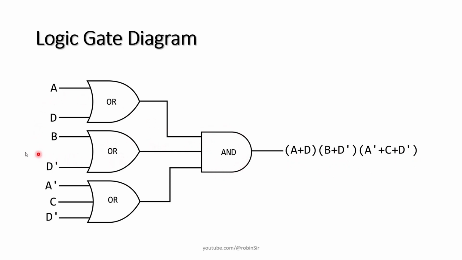Because in the question it was mentioned that you have to assume that the variables are available both in complemented and uncomplemented form, I'm directly taking D naught as my input, and I didn't have to use a NOT gate. So A plus D, B plus D naught, and A naught plus C plus D naught. And then these outputs are sent to this AND gate. Because of that, all of these values are ANDed together, and this is our final result. And the second part of the problem is also solved.